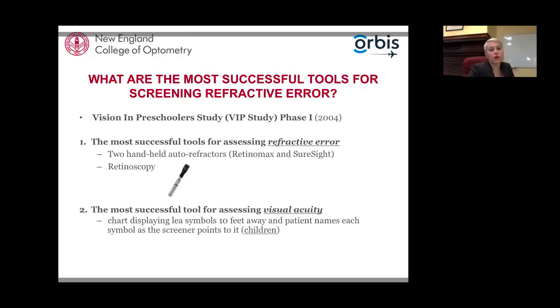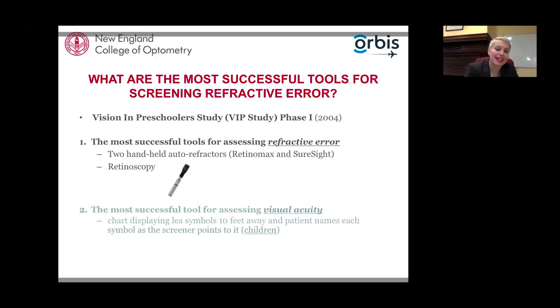In 2004, the Vision in Preschoolers group looked into the most successful tools for assessing refractive error. For trained licensed allied health professionals and ophthalmologists, retinoscopy is still the most accurate way of identifying refractive error. But if we're looking into recruiting some more community members, they looked into two handheld autorefractors, the Retinomax and SureSight, were the top autorefractors at the time that had the best sensitivity.